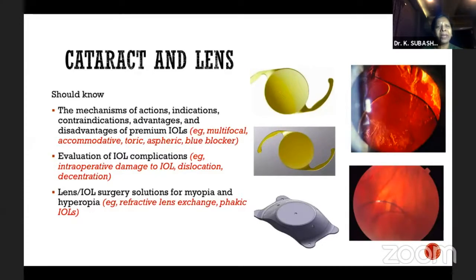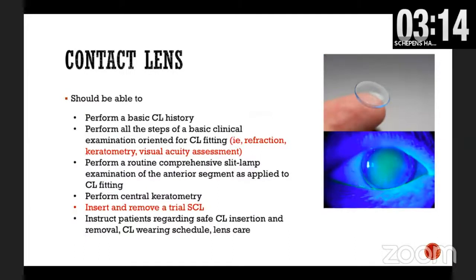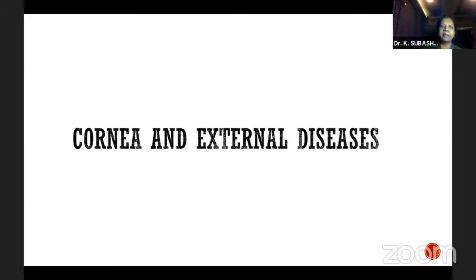Besides that, the trainee should also know the mechanisms, actions, indications, contraindications, advantages and disadvantages of premium IOLs, should be able to evaluate for IOL complications, and should also know what the lens-based solutions for myopia are. Regarding contact lens, the trainee should be able to perform a basic contact lens history, and do a basic clinical examination oriented for contact lens fitting. Very important is to know how to insert and remove a trial soft contact lens.